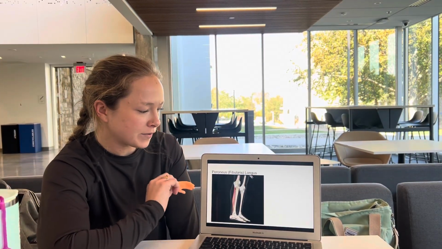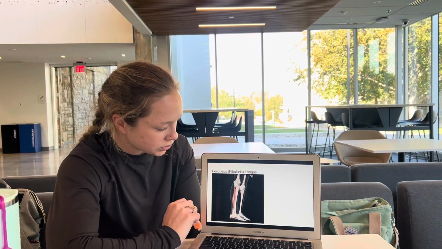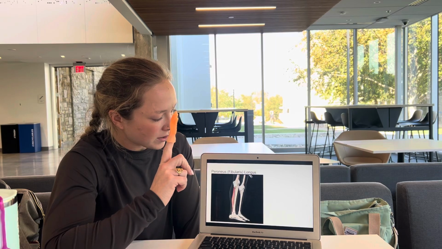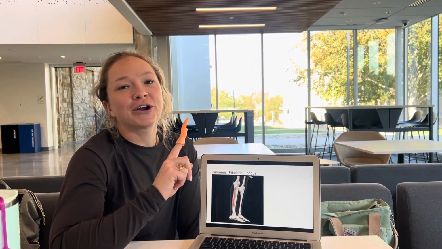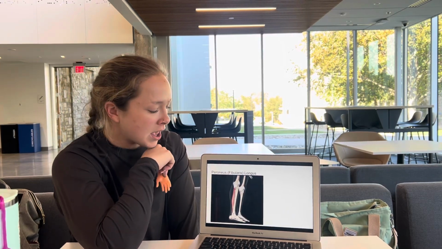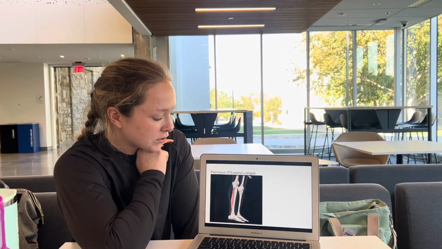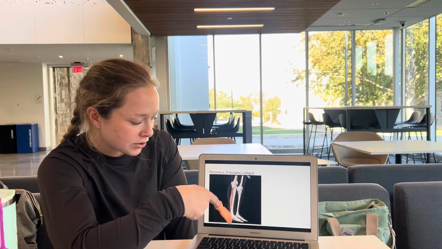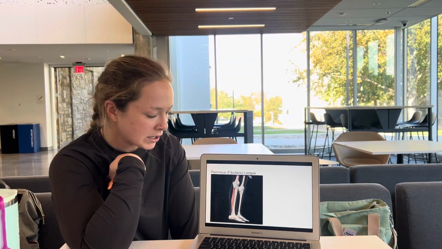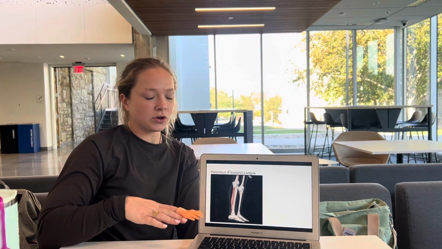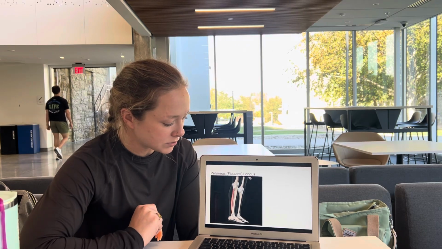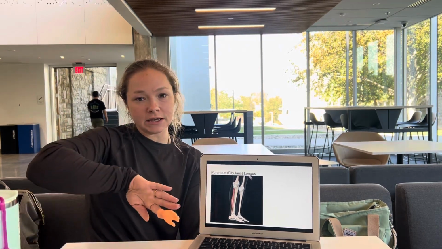Our peroneus or fibularis longus. This is going to originate on our fibular head and then on the proximal 2/3 of our fibula, the lateral side, and then it's going to insert down, wrap underneath the foot, and go over to the base of MT1. And then it is going to help us with our plantar flexion because of that way that it inserts on the bottom of the base of MT1, and then it's also going to help us with eversion out to the lateral side.